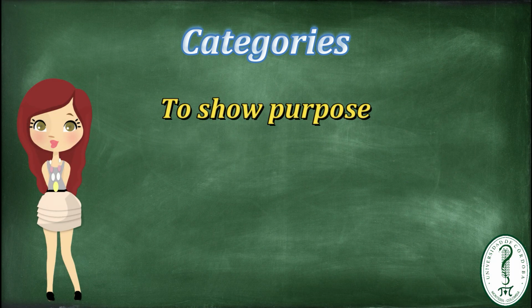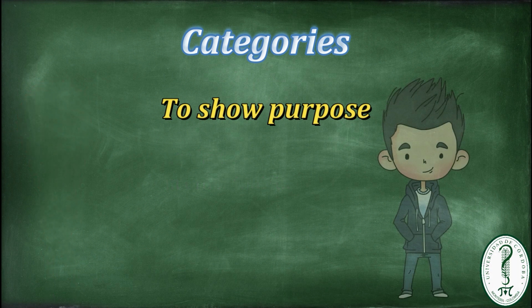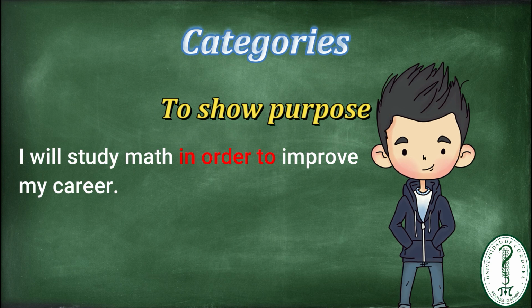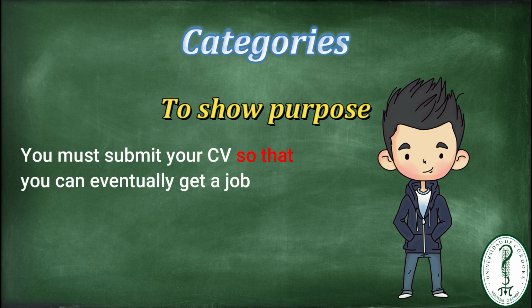Purpose. Here we have some examples of purpose connectors. You can use the purpose connectors when you want to express the intentions behind an action or decision. For example, I will study math in order to improve my career. You must submit your CV so that you can eventually get a job.